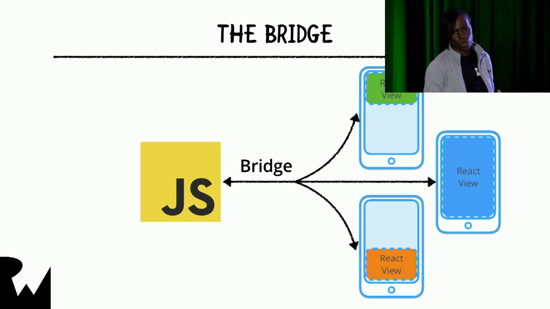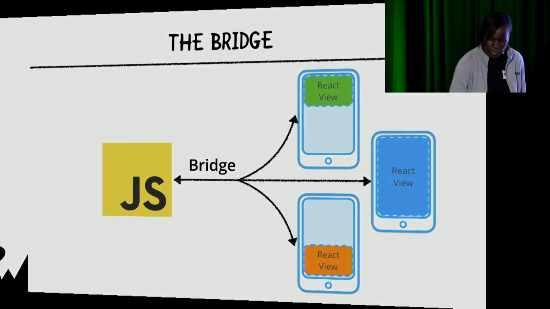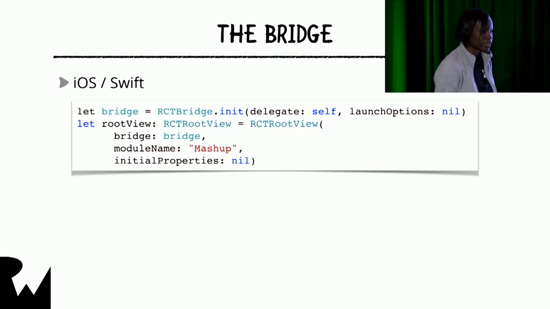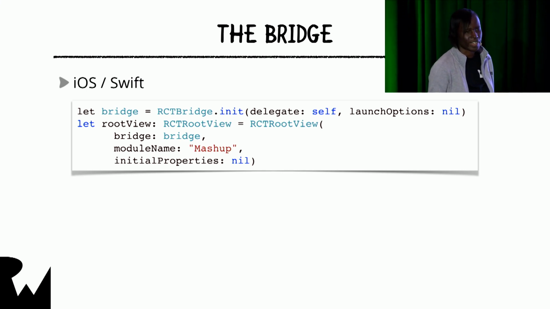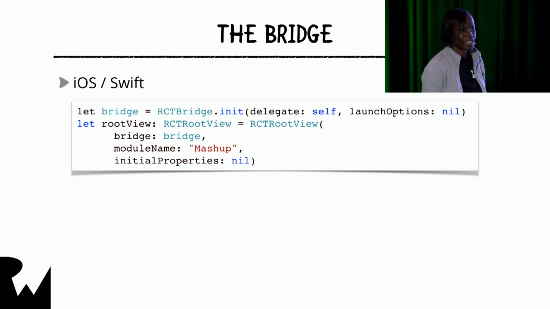The key thing you want to do, to make it more performant, is to reuse that bridge, because creating a new bridge and starting it up to send instructions back and forth is expensive. In iOS, the way you create a bridge that you can reuse is by simply creating an RCT bridge and initializing it. In the delegate, you set up a delegate which tells it where the JavaScript bundle is. Then when you're initializing the React view, you just pass in this bridge so that it can reuse it.